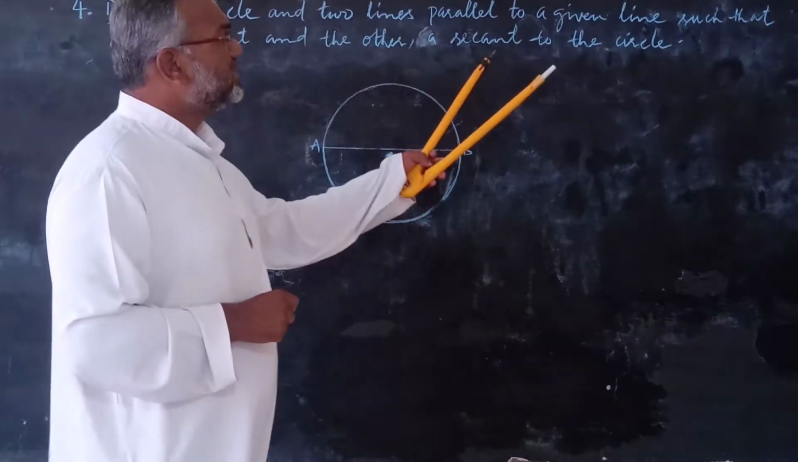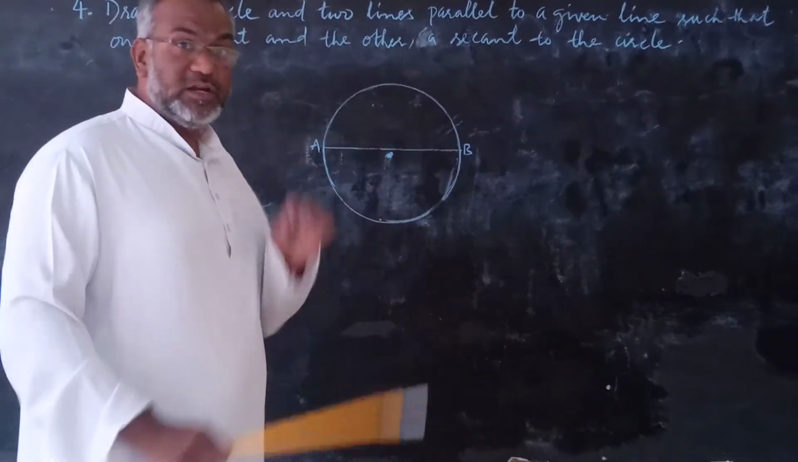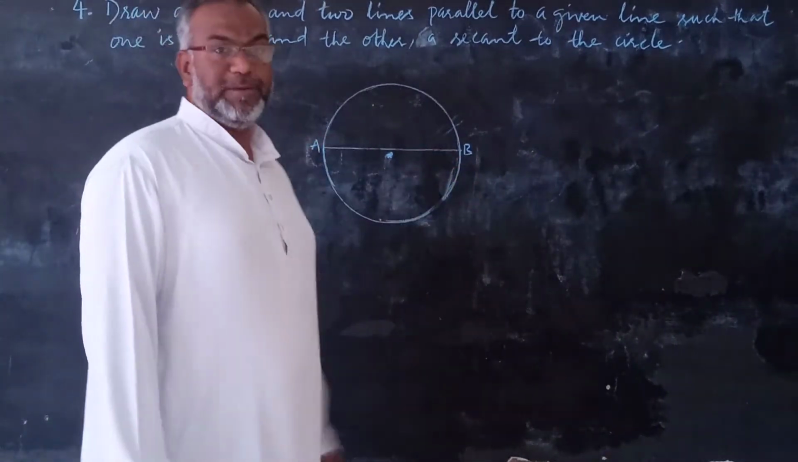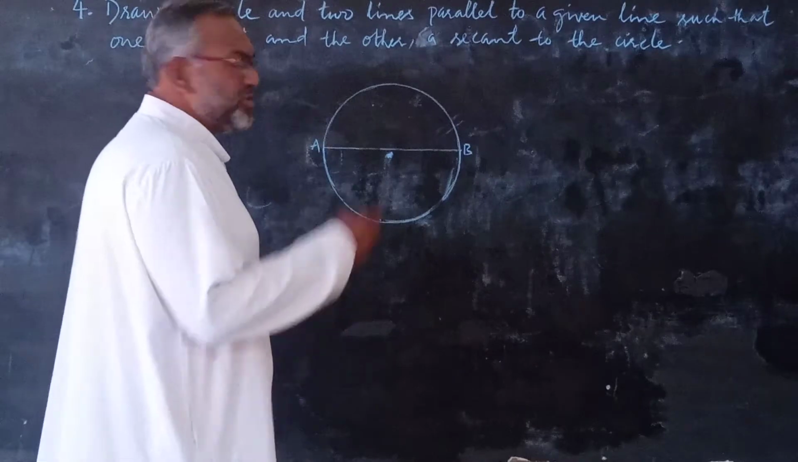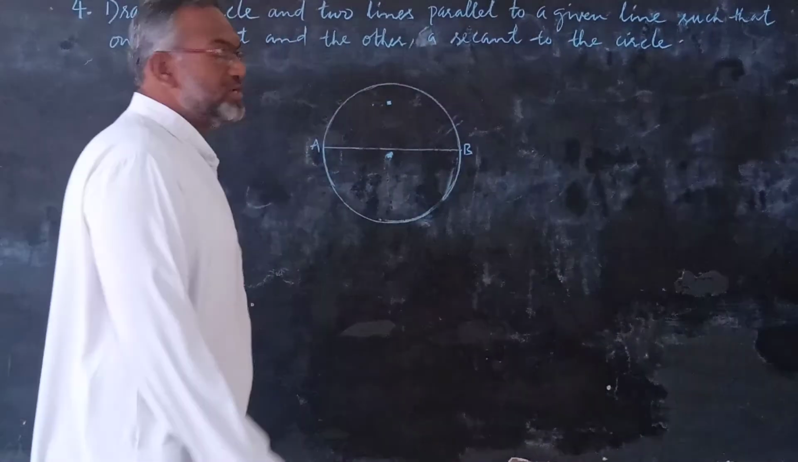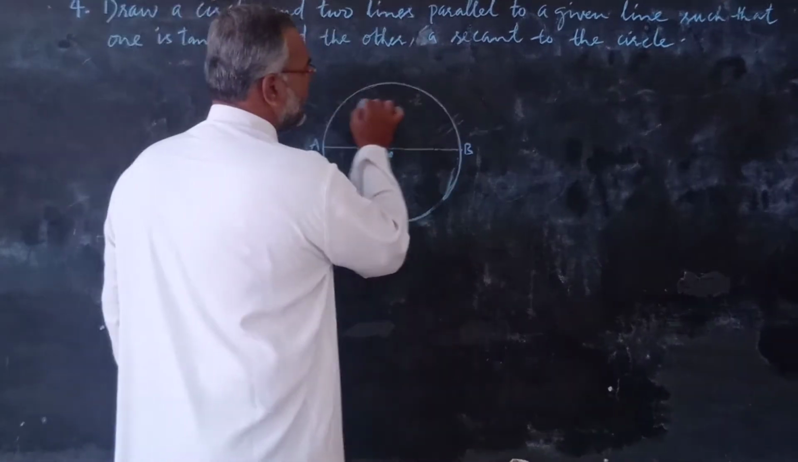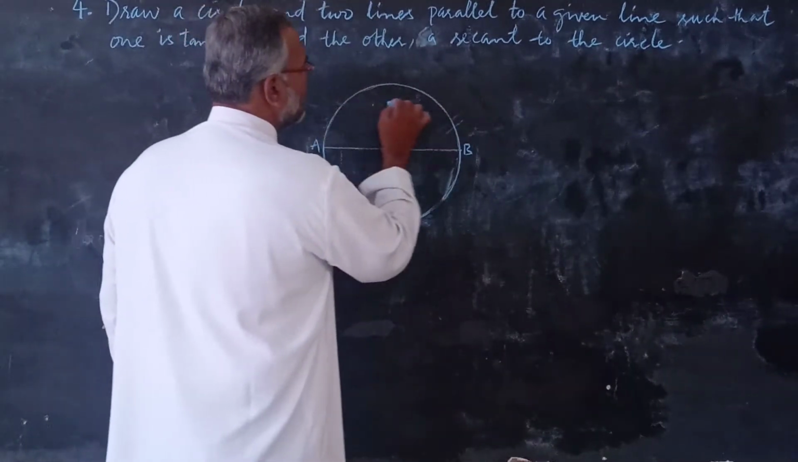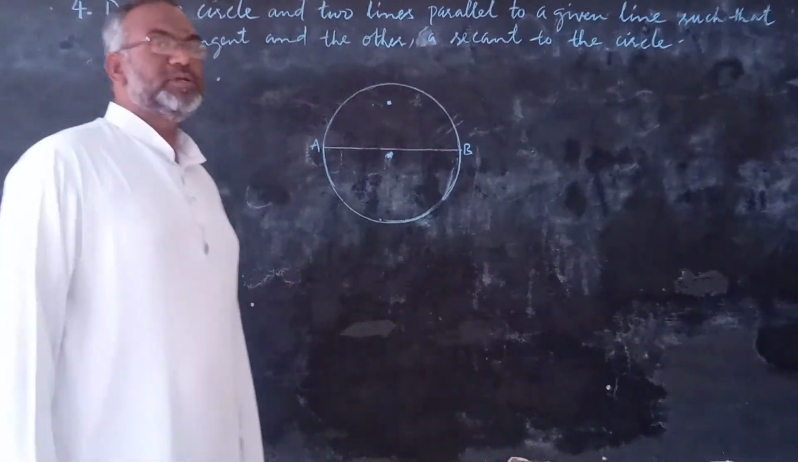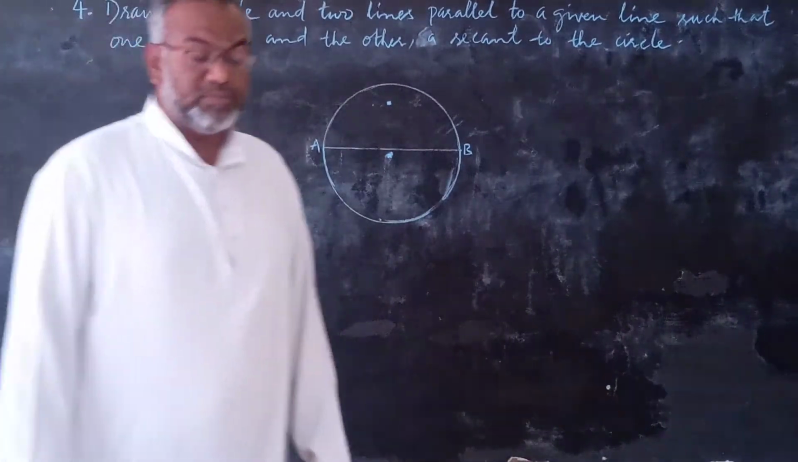Now first let's draw the secant, and the condition is that it must be a secant and it must be parallel to AB, right? Now imagine that the secant passes through this point. We'll draw a secant, so it will be like this. It will go like this. But to draw a parallel line, there are some conditions, there are some rules.